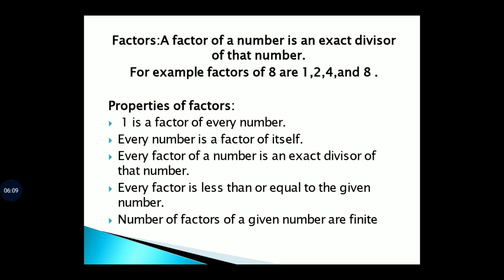Number of factors of a given number is finite. That means as you can see here, factors of 8 are 1, 2, 4 and 8. These are countable. These are not infinite. That means these are not uncountable. These are countable things. So we can say that these are finite.